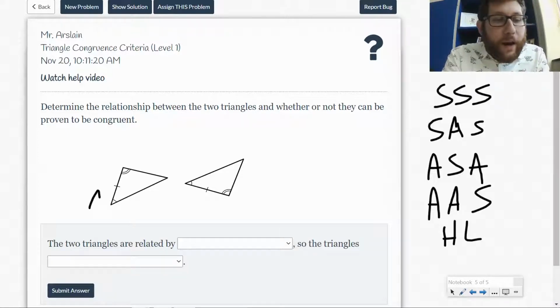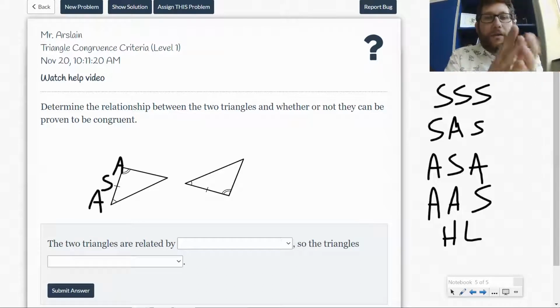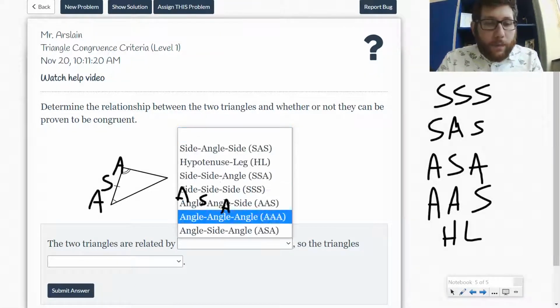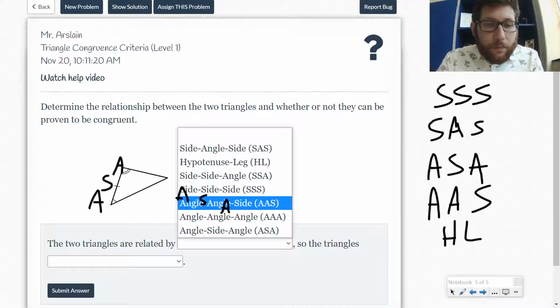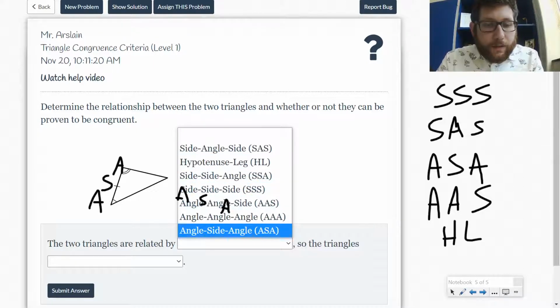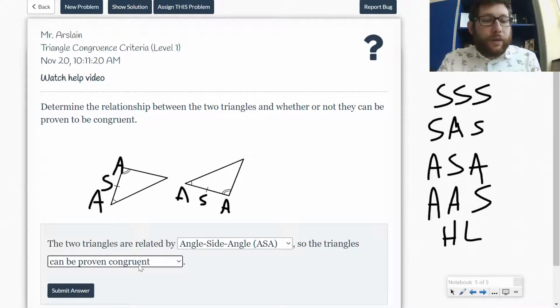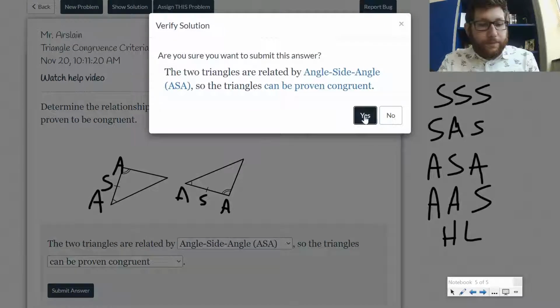So I've got an angle here, I've got a side, I've got an angle. Notice how I've got the two angles. Remember, the angles, it depends on how open things are. That's an angle. A side is the side of a triangle, so make sure we have those straight. And notice how that matches the angle, side, and angle of the other triangle here. So these two triangles are related by angle side angle. Let me see if I can find it. There it is. Sorry. And that's on my good list, so it can be proven congruent. Okay?